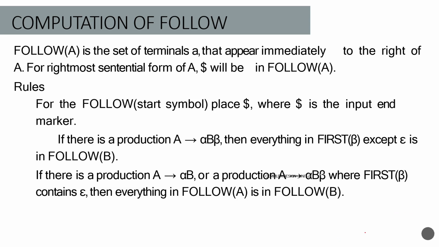If there is a production in this form, A tends to alpha B beta, then everything in FIRST of beta except epsilon is in FOLLOW of B. If you have a production in this form, A tends to alpha B beta, whatever the FIRST of beta is except epsilon, that will be the FOLLOW of B. If there is a production like this, A tends to alpha B, or a production A tends to alpha B beta where FIRST of beta contains epsilon, then everything in FOLLOW of A is in FOLLOW of B.